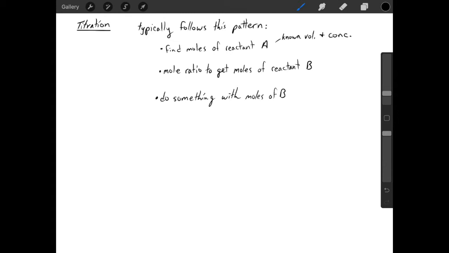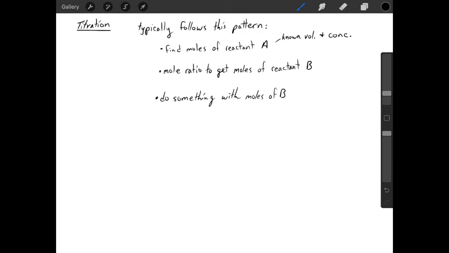Because you know the volume and concentration that were required to finish the reaction, you can calculate the moles used in the reaction. And because you stopped at the exact moment the reaction finished, you can use a mole ratio from a balanced chemical equation to get the moles of reactant B. This would be your unknown reactant. And once you know the moles of reactant B, typically you'll want to do something with it. Either find grams that were originally in the sample, or work out the original concentration of B in some solution, or something like that. But typically we don't end a problem with moles.